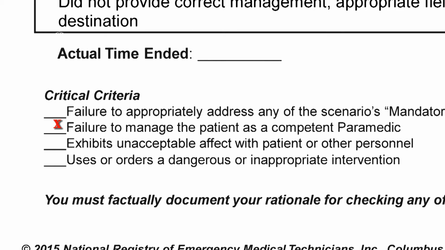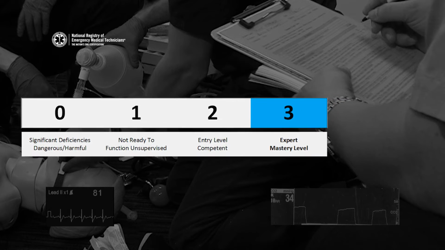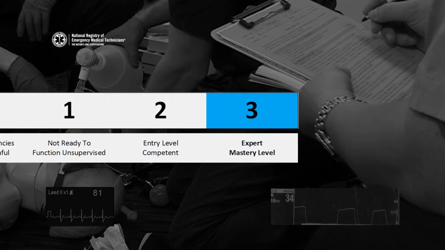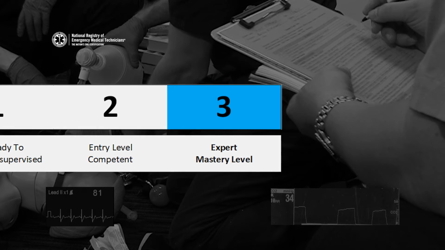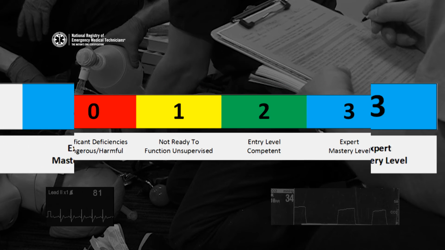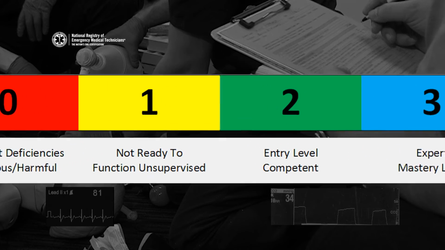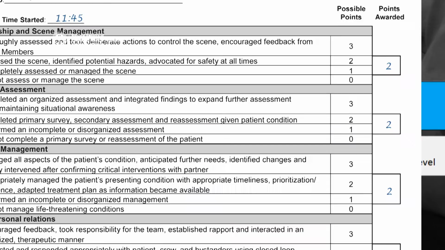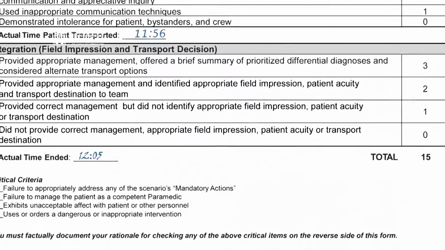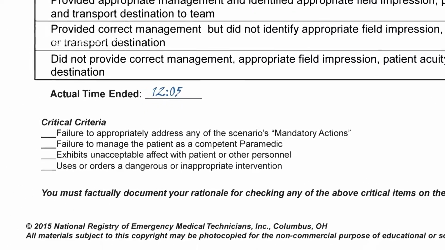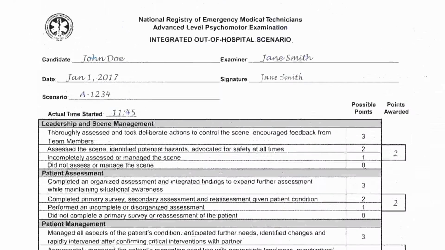You should provide a written statement on the back of the form documenting your rationale for any zeros or for checking any critical criteria. On the other side of the scale, a 3 is reserved for the candidate that demonstrates not only proficiency of the skill, but expertise or mastery. Generally speaking, scores of 3 or 0 are less common than 1 or 2. After you have scored each area, calculate the total. Verify you documented critical criteria and sign the form.